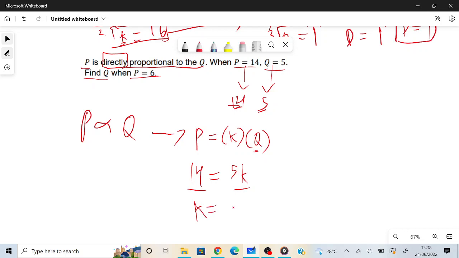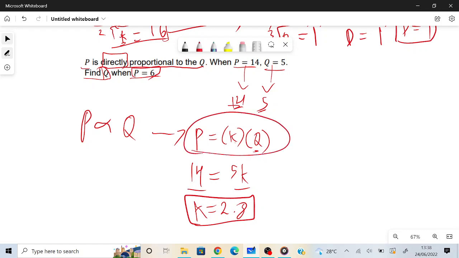So let's just have a quick check. Yep, it is 2.8. So your k is 2.8. Now it said find q when p is equal to 6. So again, using the same equation we made, p equals k into q. This time we're trying to find q, but we have p to be 6, so 6 equals 2.8q. Why 2.8? Because that is our k we found over here. And why 6? Because that's the second value of p they gave right here.